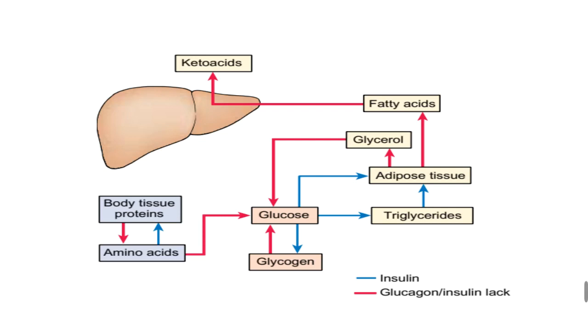This figure demonstrates how we use insulin to produce proteins, store glucose in the liver as glycogen, and also how insulin helps the body in producing triglycerides, and how glucose passes into the fatty cells to be stored as fatty acids.